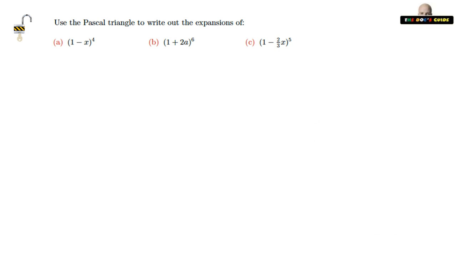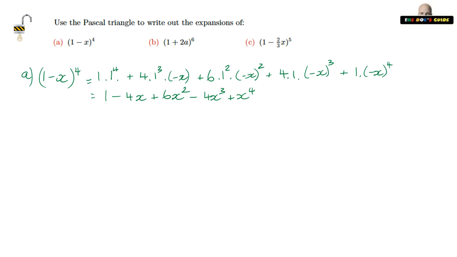Now, the exercises, they can be tedious, but you just have to be careful. So use Pascal's triangle to write out these expansions. Now, for the moment, we're going to operate with Pascal's triangle as built up previously. But after a little while, we're going to see that we can generate Pascal's triangle, in a sense, with our calculator. But for the moment, if we look at (1 - x)^4, then when we expand that, the coefficients we know will be, from the triangle, 1, 4, 6, 4, and 1.